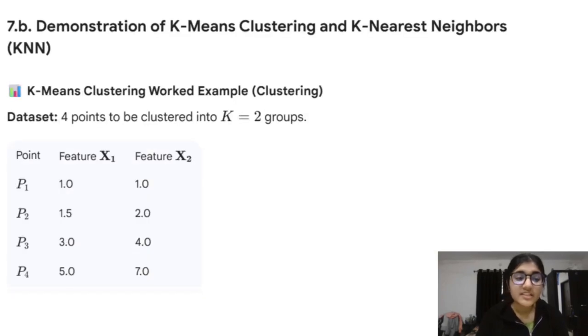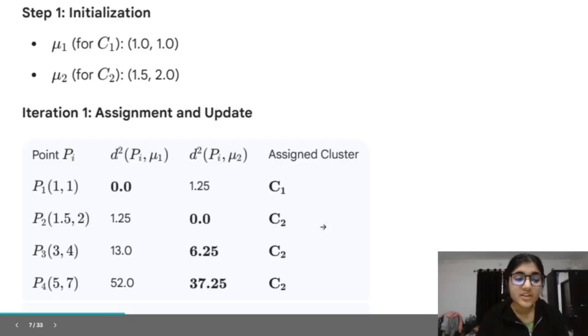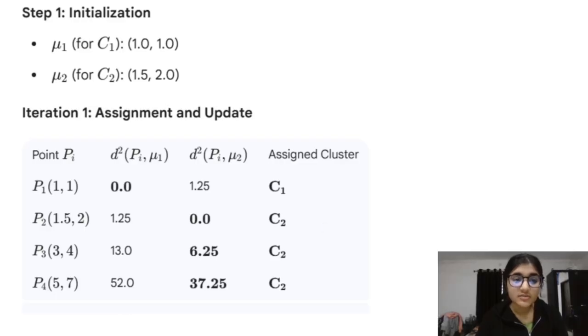Then the B part of the seventh question is the demonstration of the k-means clustering and k-nearest neighbors algorithm. There are four data points that will be clustered into k equals two groups. The points are P1, P2, P3 and P4, with features X1 and X2. The first step is initialization. We will initialize mu1 as (1, 1) and mu2 as (1.5, 2).